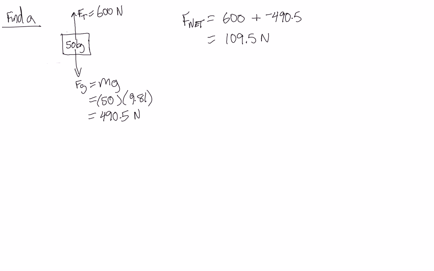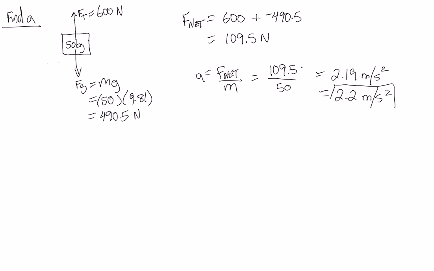Okay, now that we know the net force, we can easily calculate the acceleration, because it would just be the net force divided by mass. So we'd have 109.5 divided by the 50 kilogram mass, and we get an answer of 2.19 meters per second squared. And in this case, our sig digs would be 2 digits, so we'd round it off to 2.2. Okay, so pretty easy question. The trick, really, the work in this question is calculating the net force first, and then finding out the acceleration.